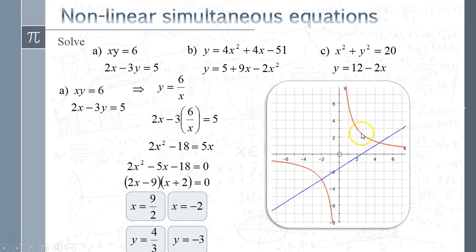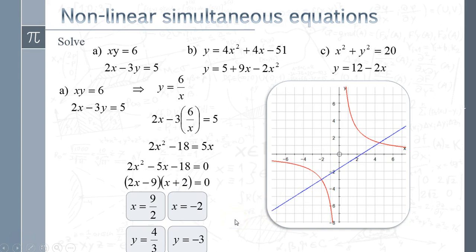And if we plotted that graphically, that's what it's going to look like. The red curve, that's my reciprocal curve, xy equals 6, or y equals 6 over x. And the blue line is clearly the straight line, 2x minus 3y equals 5. And again, we can see our solutions here. There's 4.5, or 9 over 2 for x, and the y is 4/3. And our other point, x is minus 2, and y is minus 3.